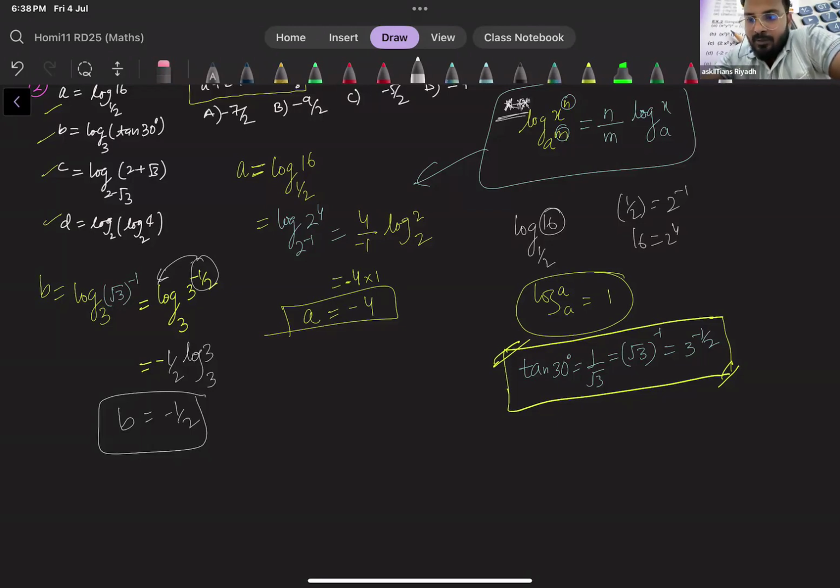So we got the value of a, we got the value of b. Now, the value of c. Is there anyone who can solve c? It's very easy. So what is c? c equals log of 2 plus root 3 to the base 2 minus root 3.